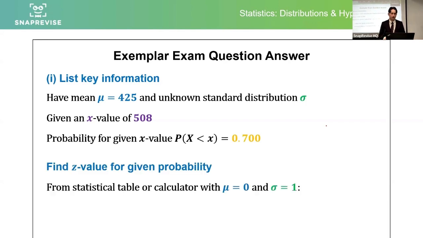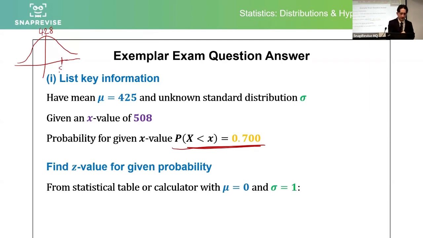So what we know is, why would I expect it to be 70%? Why would I expect it to be more than 50%? Well, if the mean is at 425 and I want the chance of it being less than 508, that value itself is bigger than the mean. So I expect it to be over half the stuff. So that makes sense that it's 70%.